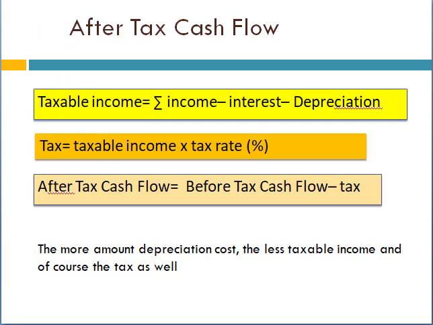And if you want to find the after-tax cash flow, this is the fundamental formula. For taxable income, you just add up the income you're earning in your company, minus the interest and also the depreciation. So that's why you can pay less. You can pay a smaller amount if you put depreciation in your taxable income.